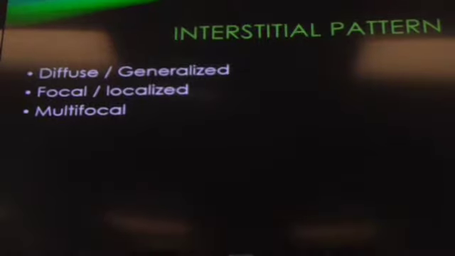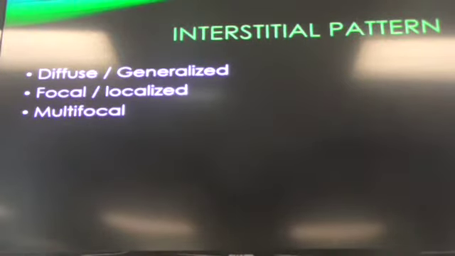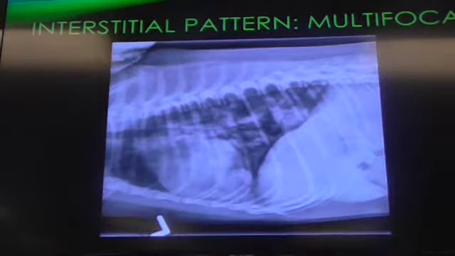Alright, so interstitial pattern can be diffuse, which means all the lung lobes are affected. Or it can be focal or localized, which means a given area, one lung lobe, or even a smaller area within the lung lobe is affected. So you can divide it into focal, multifocal, diffuse. Start adding those adjectives to your description. This is an example of a multifocal, because you can definitely see these focal areas with opacities like this one and this one, okay?